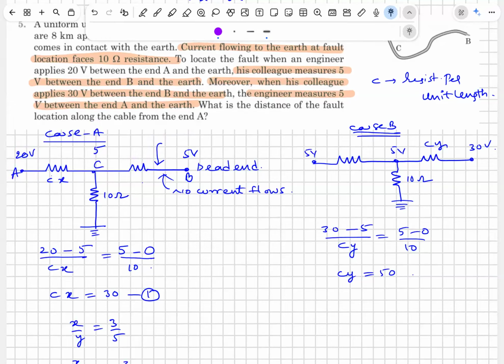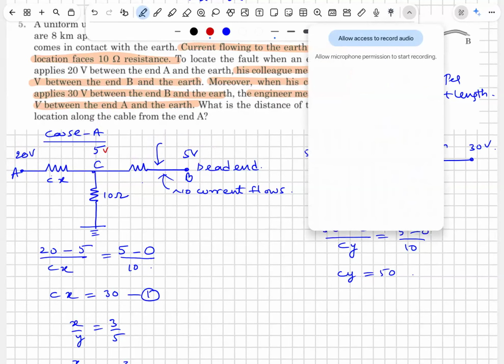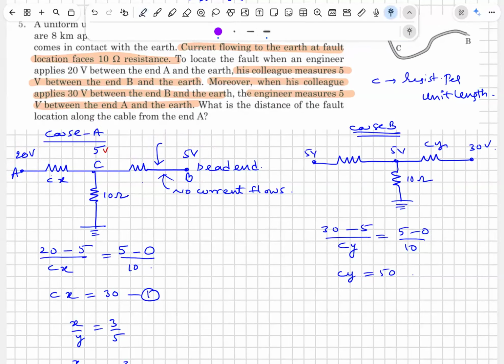Then you may question me, how come he reads 5 volts? Because the end C is at 5 volts, he will measure 5 volts.